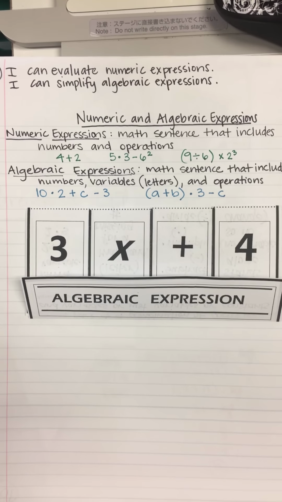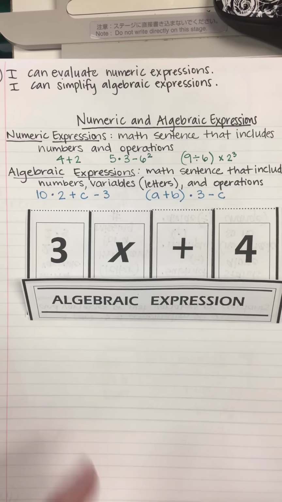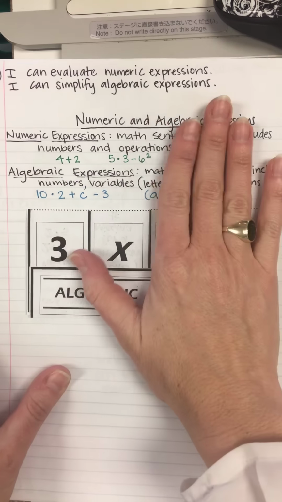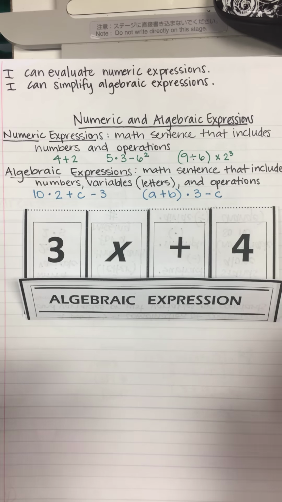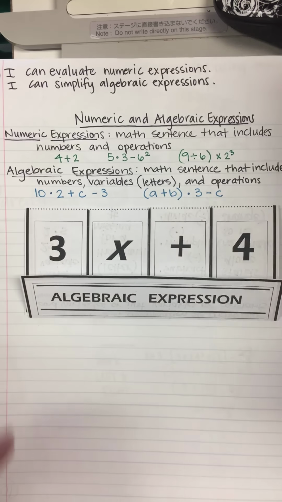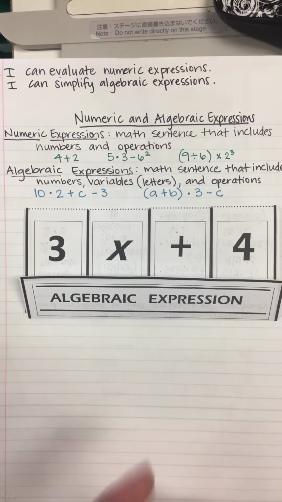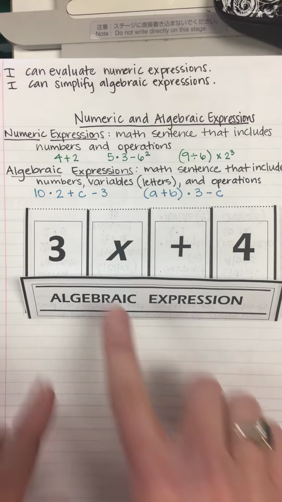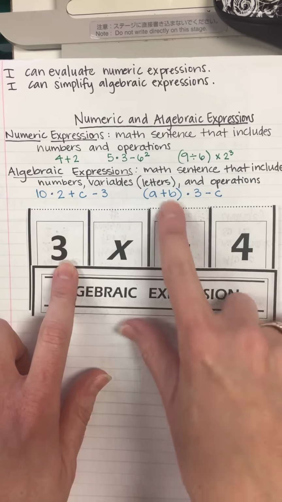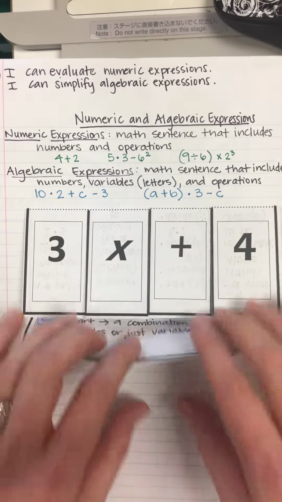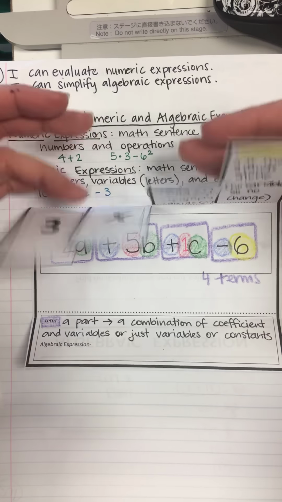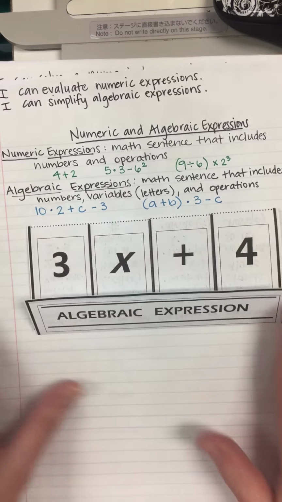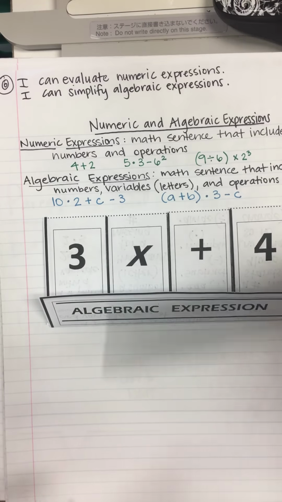Okay, so if you watched the previous video, you have your notebook all set up and it looks like this. We talked about numeric expressions are math sentences that have just numbers and operations. Algebraic expressions are math sentences that include numbers, variables, which are really just those letters that we talked about, and then operations. And then we talked about the parts of an algebraic expression. So you want to make sure that you have all of this in your notebook before we move on.